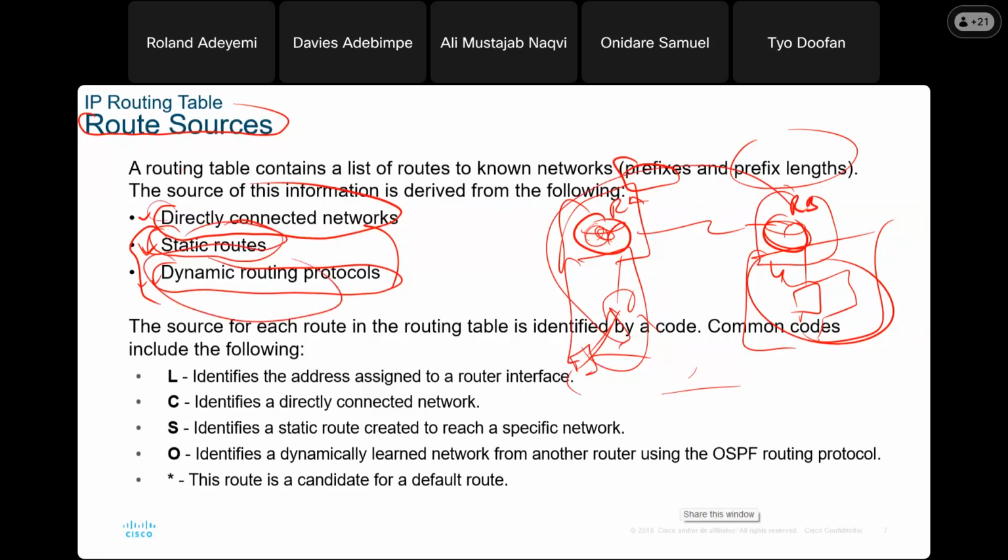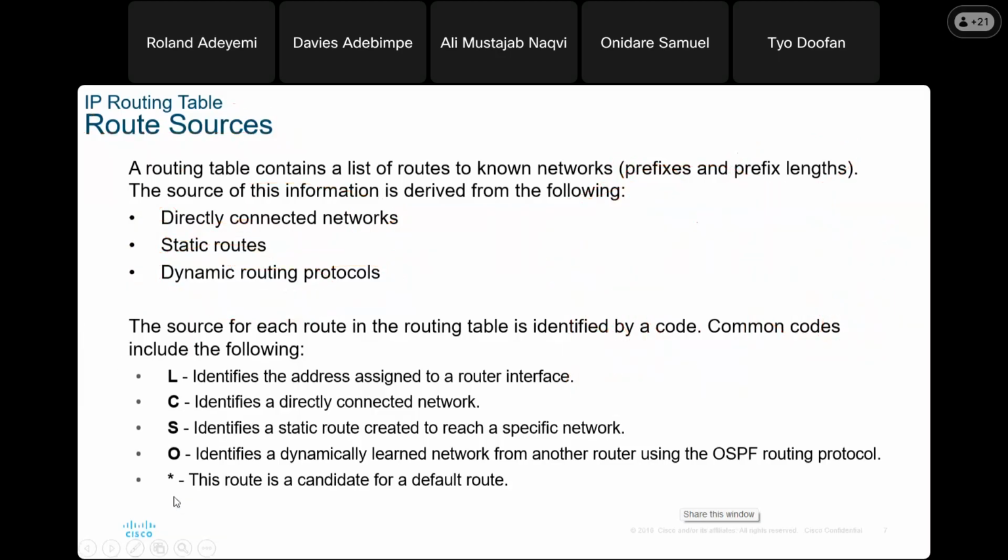Directly connected, the router, you don't need to do anything. Once you put IP addresses on the interfaces of the router, you are good to go. But what about remote networks? You got to do some other stuff. The source for each route in the routing table is identified by a code. Common codes include the following. I've showed you some examples.